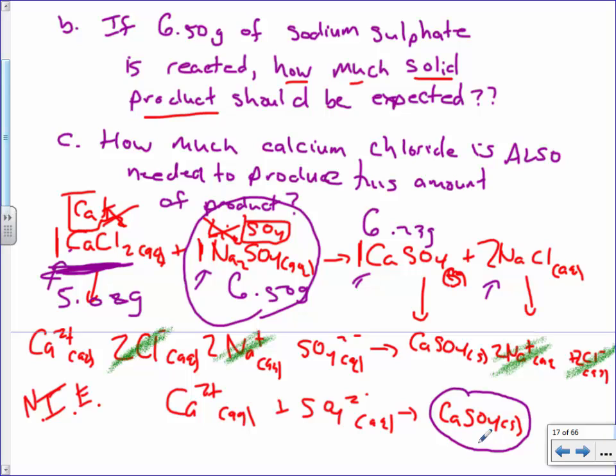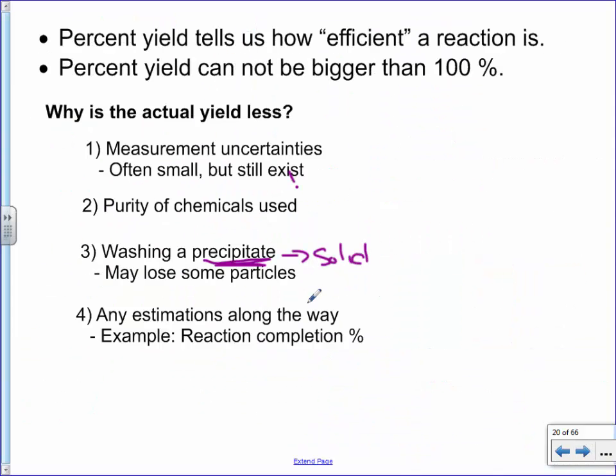Does that make sense? So that was this point right here. You may lose some particles when you're trying to weigh your precipitate, your solid stuff. There is a pretty general one right here as well. Maybe we had to make some estimations. For example, we estimated that the pressure in the room was about 91.5 kPa. But what if it wasn't? What if it was actually 92.5 kPa? Does that make sense?